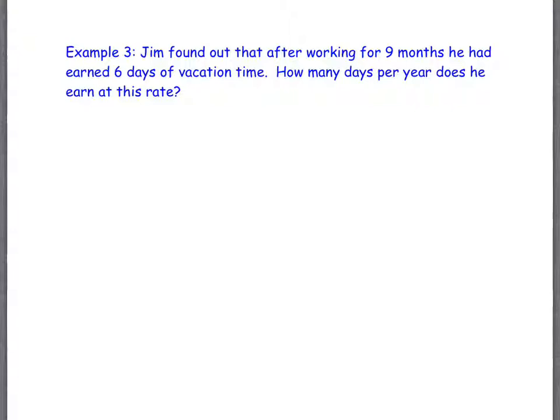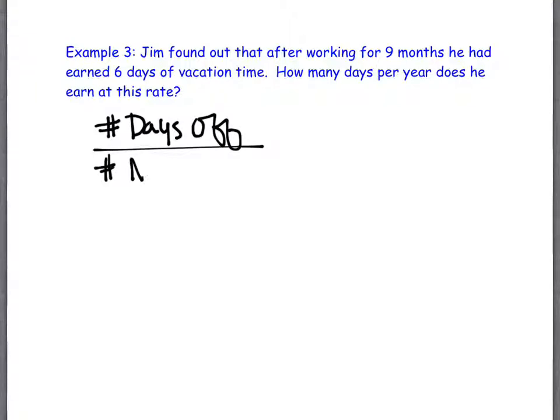All right, Jim found out that after working for 9 months, he had earned 6 days of vacation time. How many days per year does he earn at this rate? What I want you to do when you're looking at these problems is figure out what things are being compared. So what things are being compared in this problem? Okay, so we've got the number of days off, and we're comparing that to the number of months worked. Do you agree?